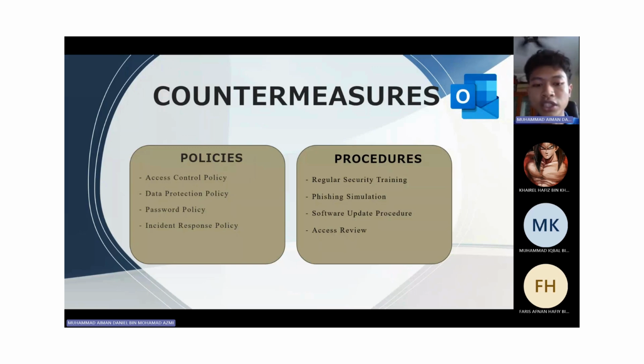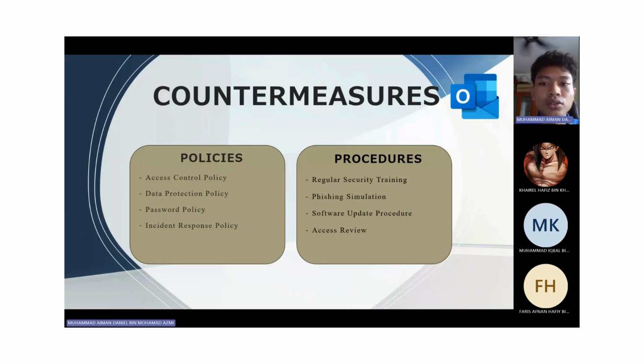And then for the phishing simulation, perform regular phishing simulations to test and improve employee awareness and response to phishing attempts. A software update procedure is also needed, to establish a procedure to ensure that all Office 365 applications are regularly updated with the latest security patches. And the last one is access review: regularly review and audit user permissions to ensure appropriate access controls are in place.